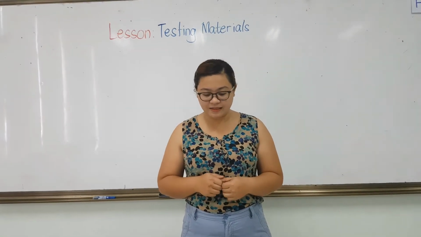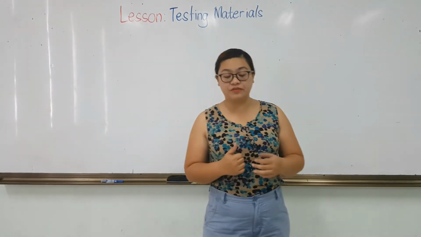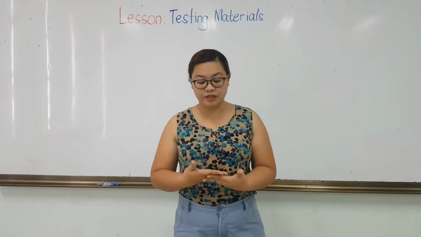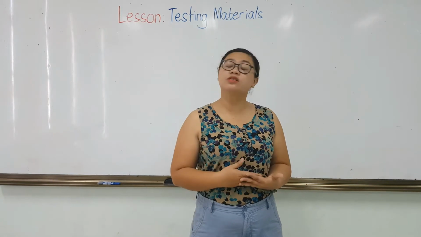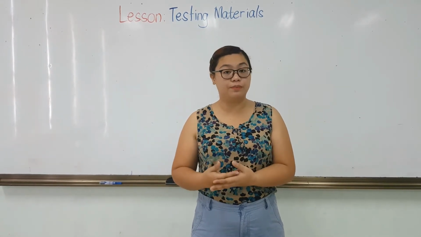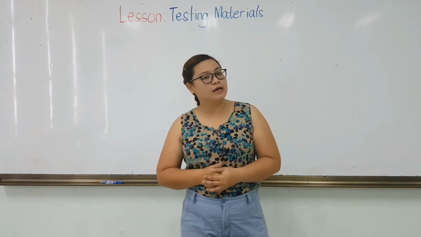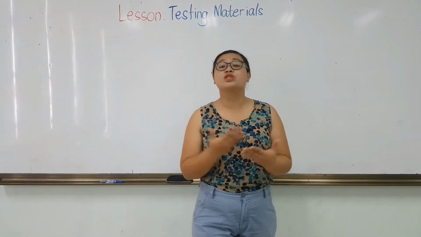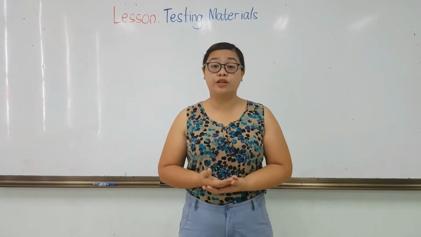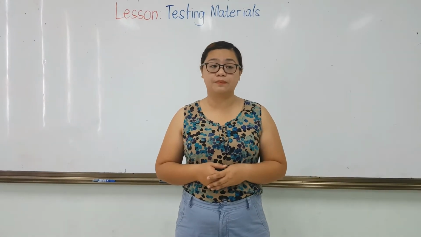Next and last, some objects are made of glass because it is transparent, and other materials are made of metal because of its strength. Now let's go back to our question. Which material is good for making an umbrella?